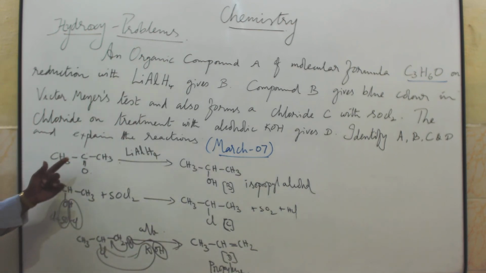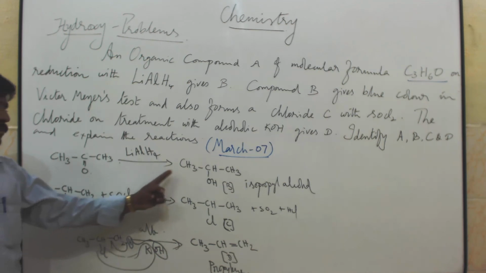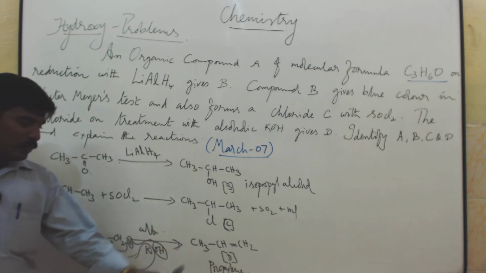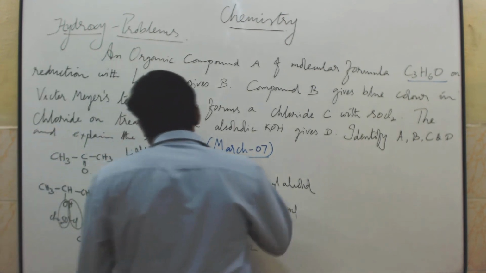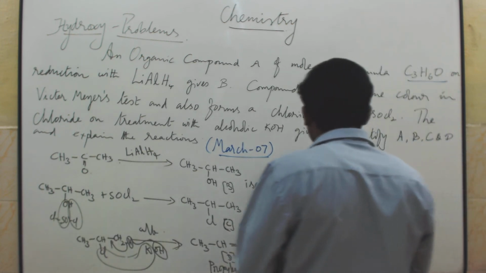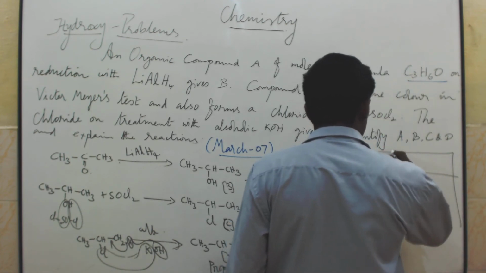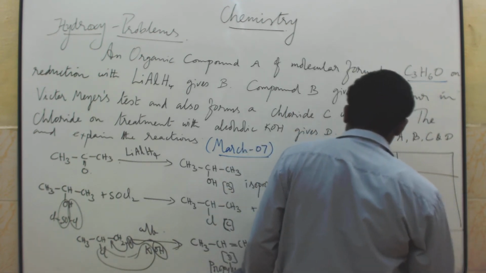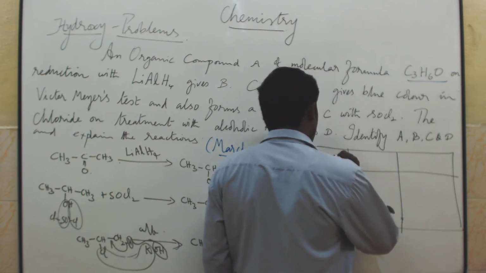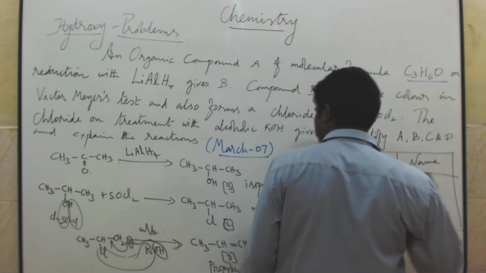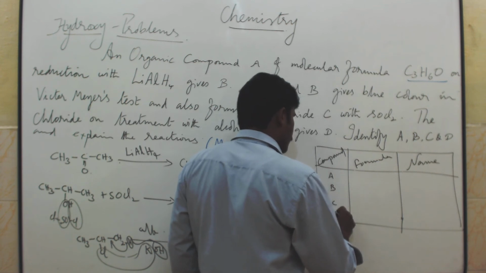So acetone undergoes a reduction reaction to give isopropyl alcohol. Isopropyl alcohol reacts with thionyl chloride to give isopropyl chloride. Isopropyl chloride reacts with alcoholic KOH to give propylene as the product. Now, three equations, you get 3 marks, 1, 2, 3. Again you have to make a tabular column: compound, formula, name. Compound A, B, C, D.